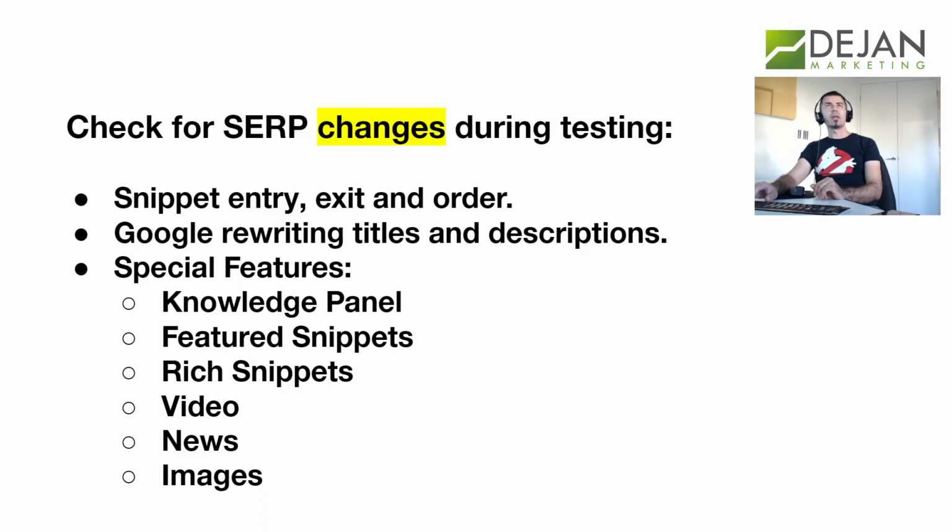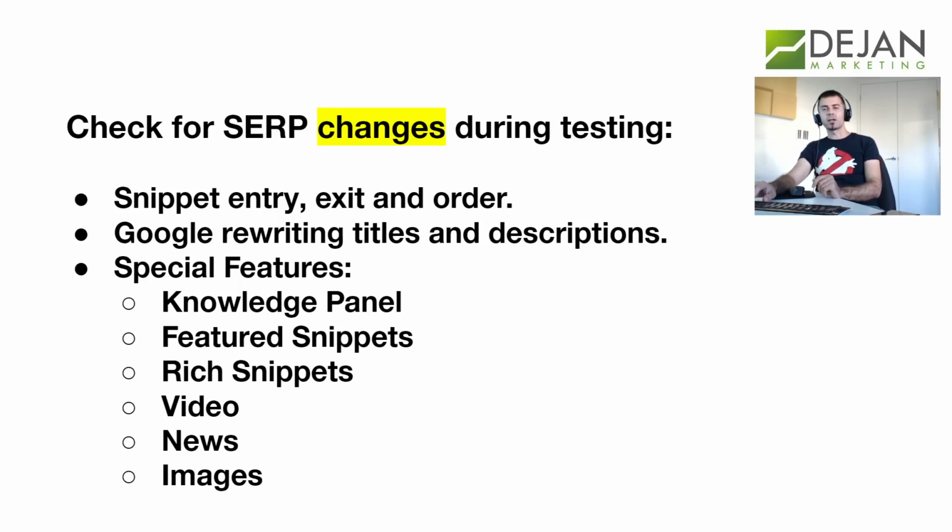Now, the next thing to be careful of when doing this testing is to check the search result pages for changes during testing. Let's say you're running a test for a period of 30 days. Snippets can enter and exit the search result page during that time and shake things up a little bit. Google can rewrite the titles and descriptions that you put in there, messing up your experiment. They can throw in special features. They can come in and out. Knowledge panel, featured snippets, rich snippets, video, news, images, and so forth. So that's something to be mindful of.